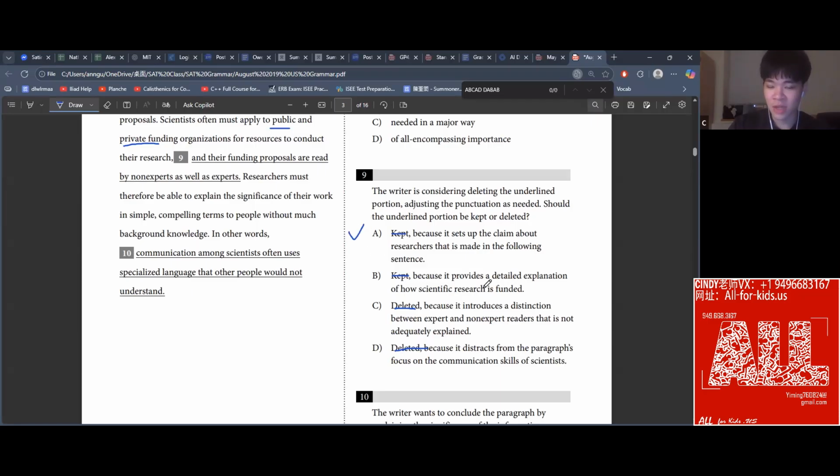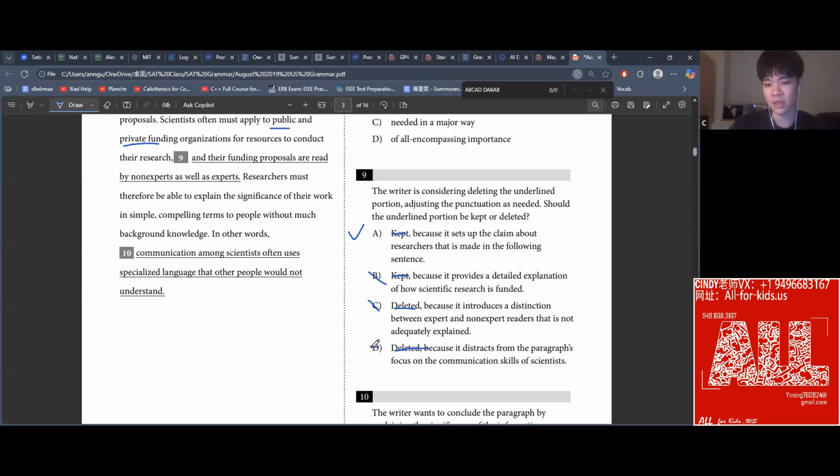Provide a detailed explanation of how this research is funded? No, this one does not explain how research is funded. It just says they have to propose to experts and non-experts. Right? Because it introduces a distinction between experts and non-experts? No, it doesn't. It just says they present to experts and non-experts, but it doesn't distinguish between the two groups. Distracts from the focus of the communication of the scientist?